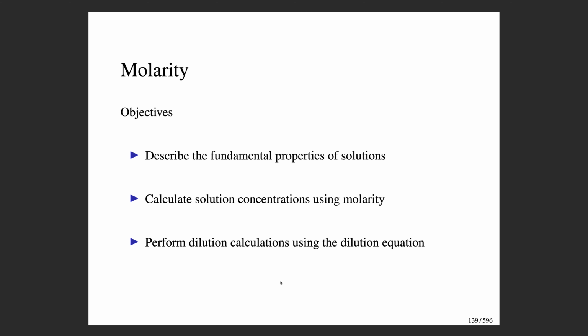Okay guys, in this next video we're going to turn our attention to solutions, and so we'll describe some of the basic properties and definitions associated with solutions, and then we're going to learn how to calculate concentrations using the unit of molarity, and then there'll be some follow-up problems involving diluting solutions using the dilution equation.